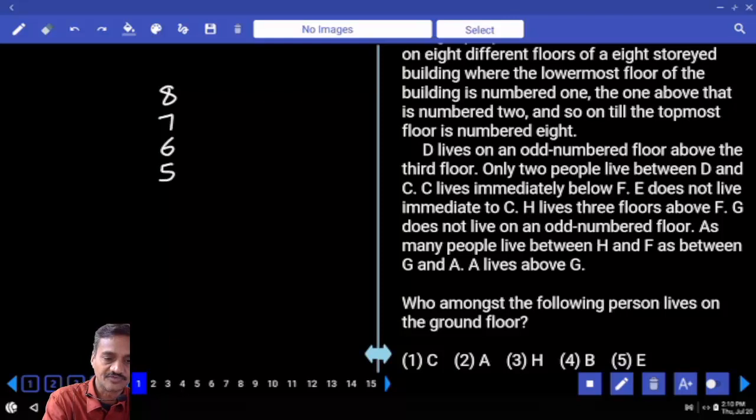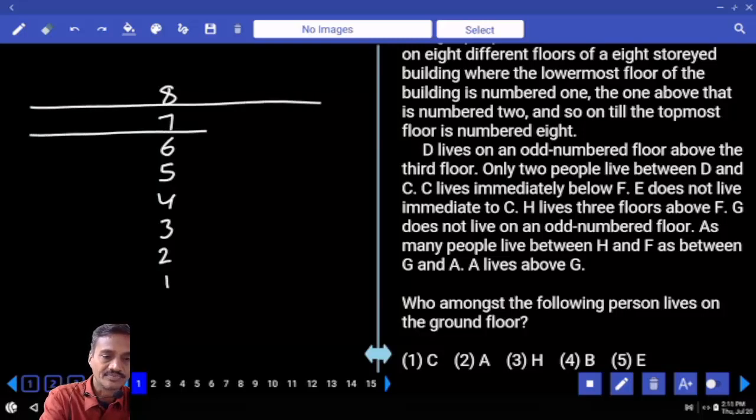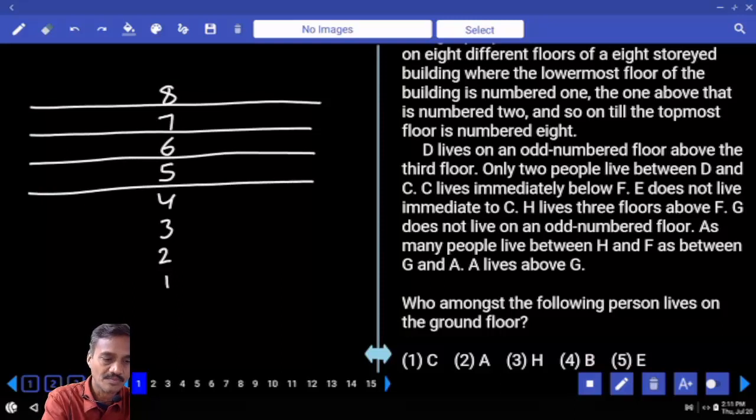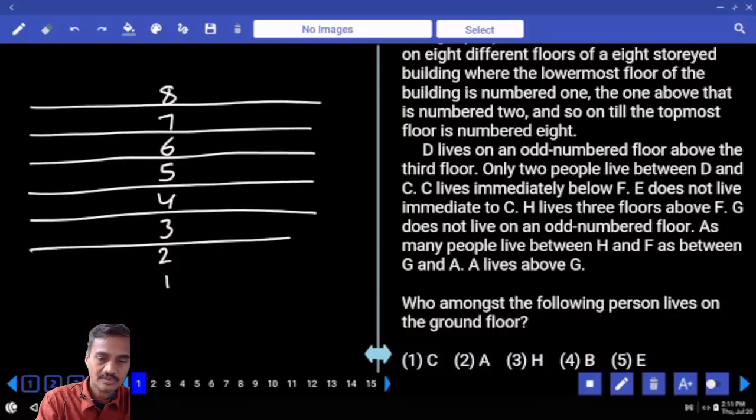8, 7, 6, 5, 4, 3, 2 and 1. 8 persons on these 8 different floors. Then coming to condition number 1. Now first, tell me what information is given here.